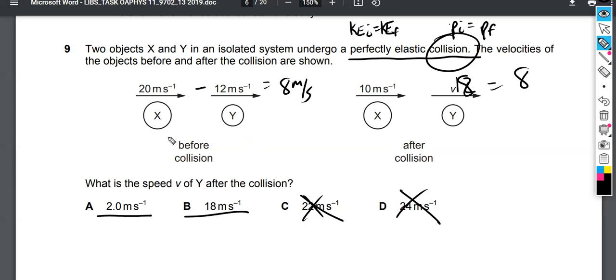If you just connect this with some common sense, if an object crashes into this object, it's going to speed it up, not slow it down. So because object Y is initially going at 12, we would expect that its velocity would increase when a faster moving object crashes into it. And so we would discard choice A as incorrect because there the velocity is slowing down, in favor of the correct answer, choice B, 18 meters per second. It is faster than the initial velocity and the relative speed of separation equals the relative speed of approach, which is true with a perfectly elastic collision.